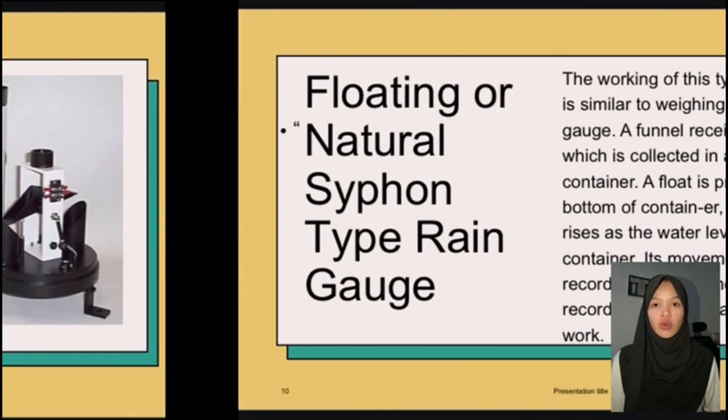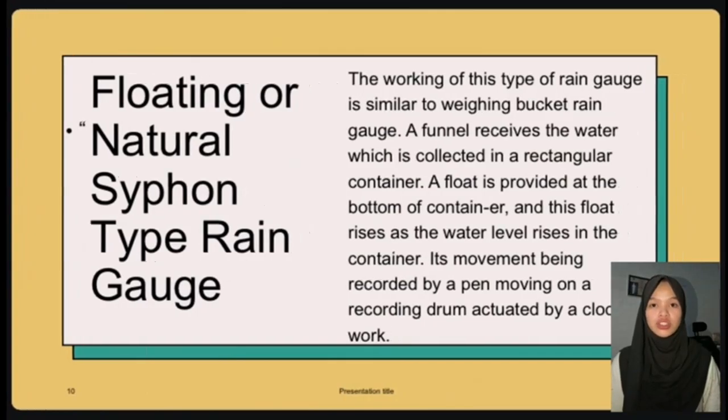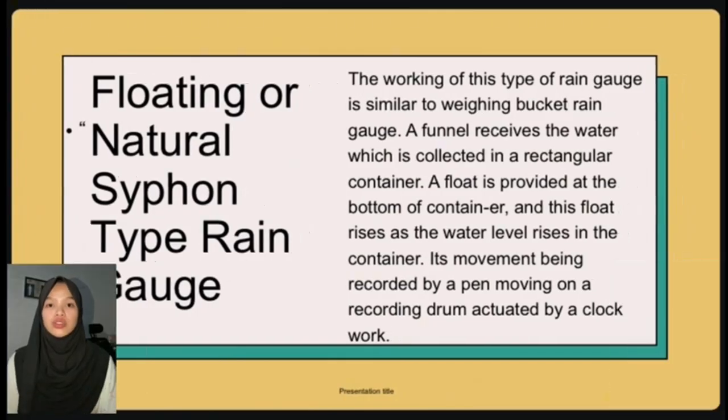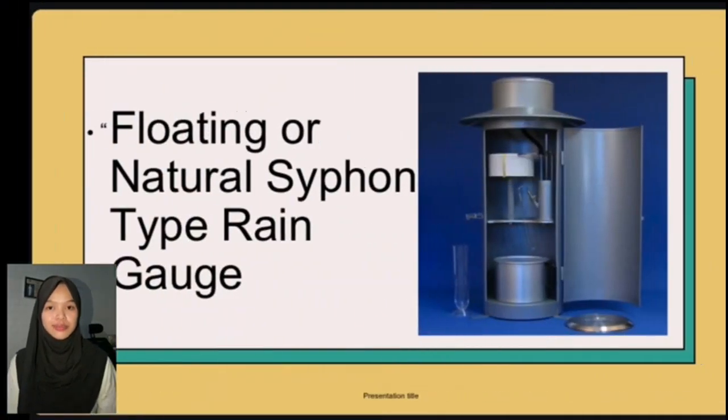And the last type of recording rain gauge is the floating or natural siphon type of rain gauge. So the working of this rain gauge is similar to weighing bucket rain gauge. A funnel receives the water which is collected in a rectangular container, and a float is provided at the bottom of the container, and this float rises as the water level rises in the container. So its movement is being recorded by a pen, moving on a recording drum actuated by a clockwork. And this is what it looks like.